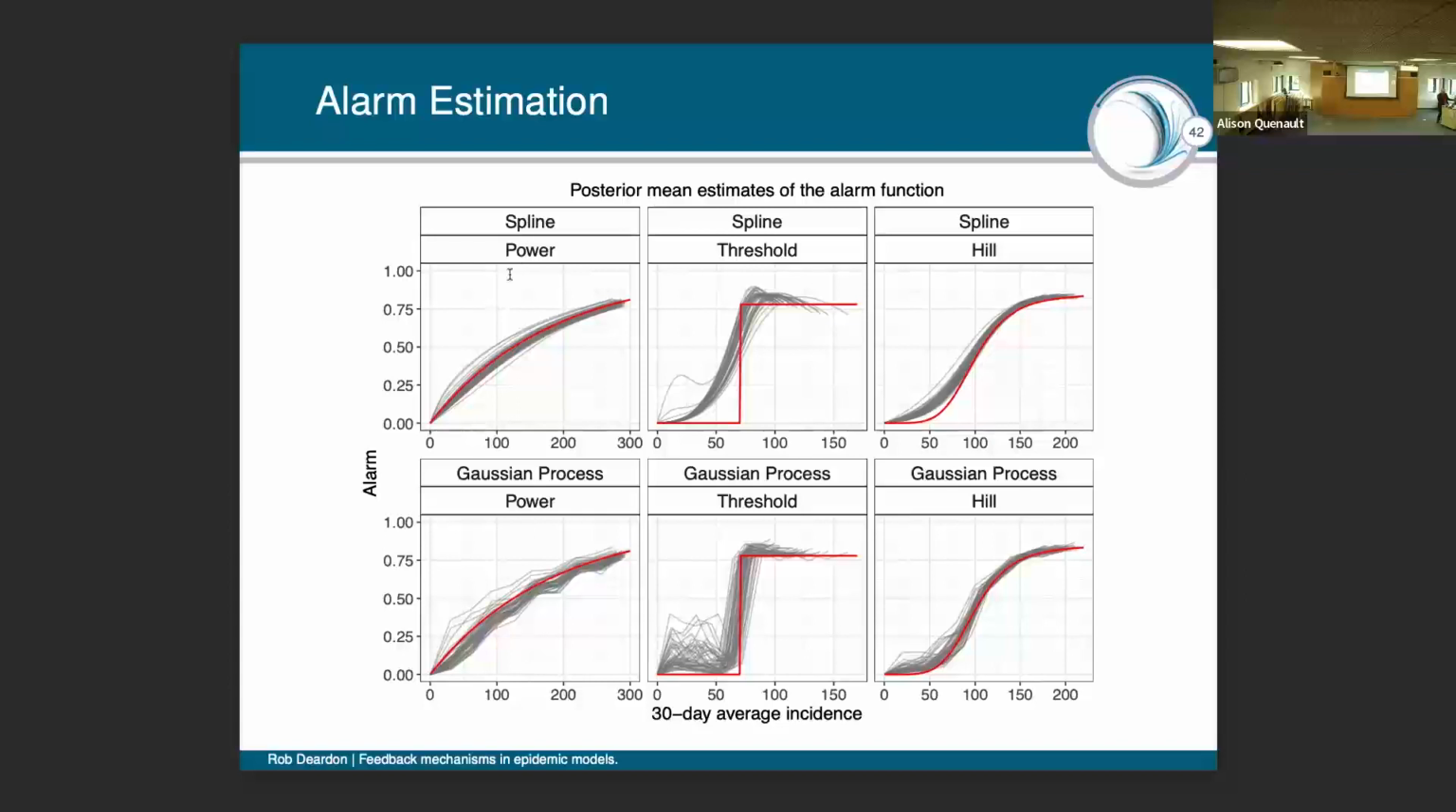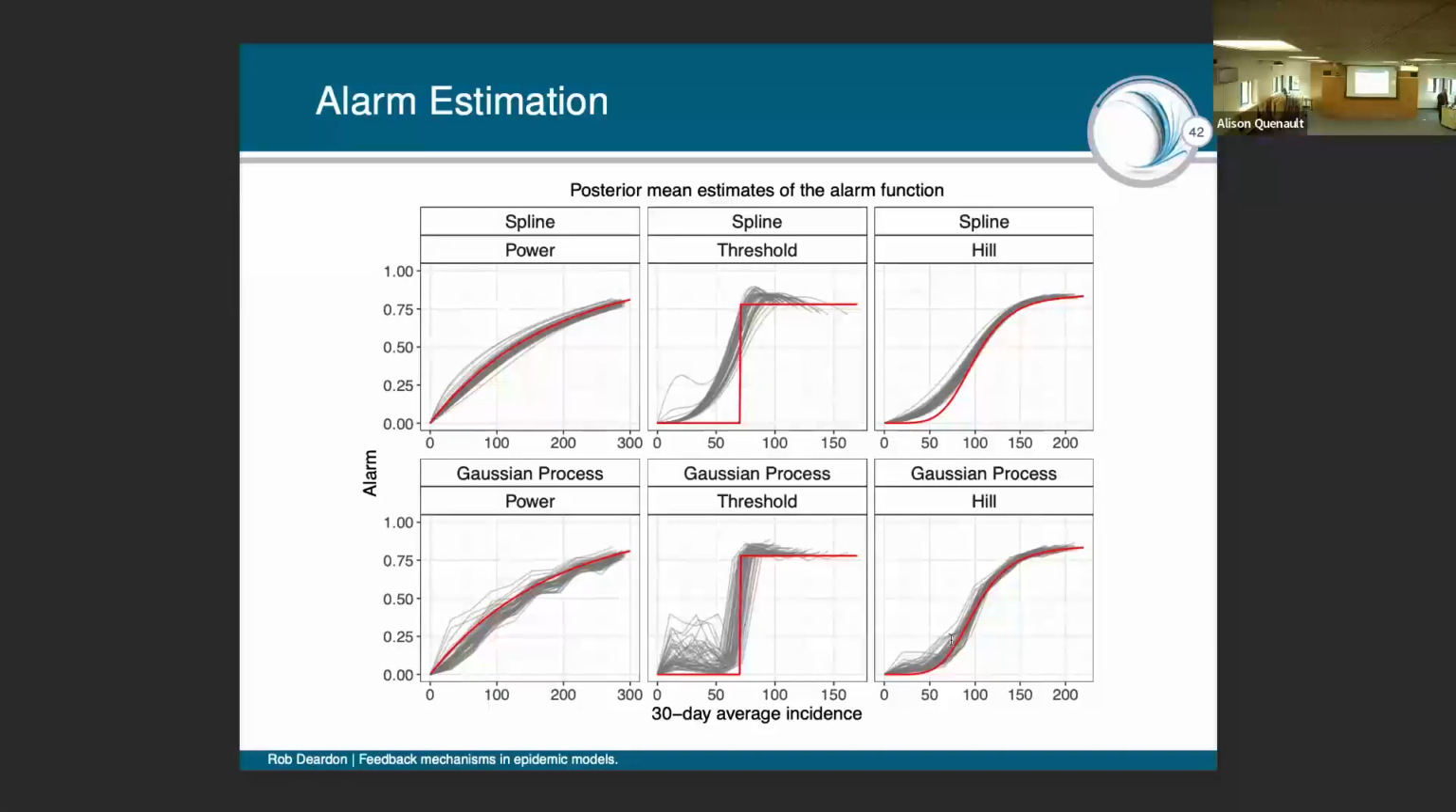And you can see, say with the spline, we pick up the power alarm really well. The Gaussian process, a bit wiggly, but that's picking up a bit more noise, but it's picking up the power alarm as well. The threshold alarm they struggle a little with because the threshold has a discontinuity, and obviously our Gaussian process or spline is inherently smooth. The spline misses a little bit of the alarm function at the beginning, not quite flexible enough, but the Gaussian process does fine at picking up the more flexible hill alarm.